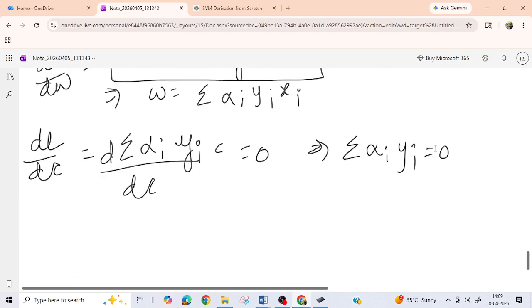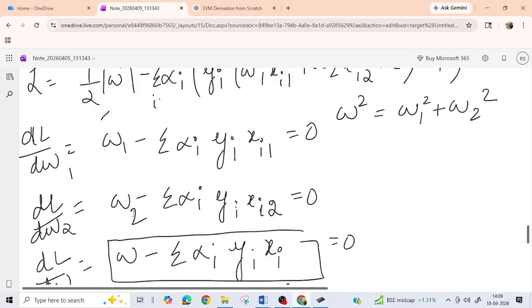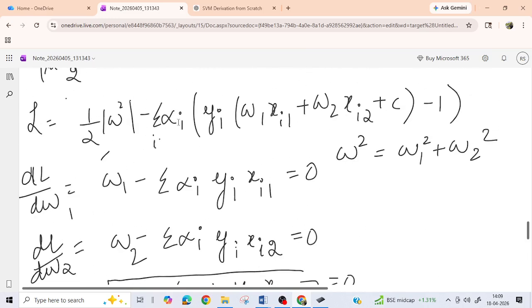Okay, good. Now the other thing is, why should we also differentiate with alpha? But this alpha, there are many, right? It's not a single value. For each corresponding point, you have a different alpha. So if you differentiate it, what we'll get is this thing: alpha I, and we'll just get this point, w1 xi1 plus w2 xi2 plus c, right?